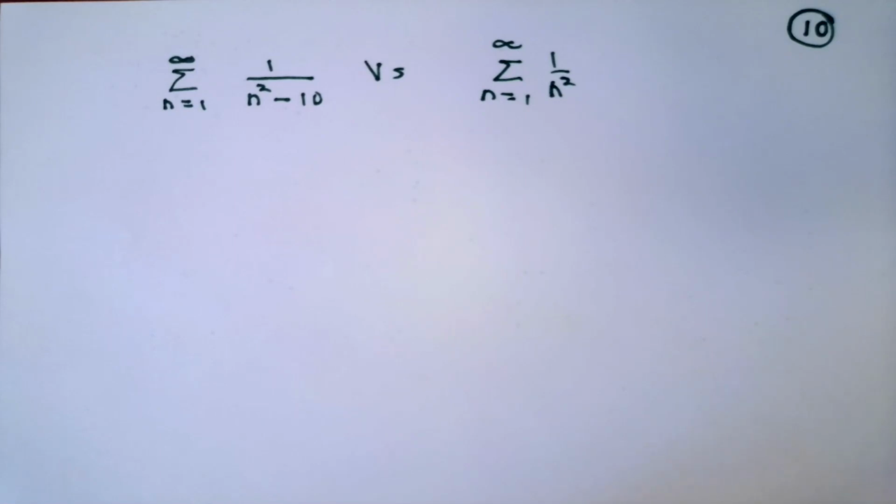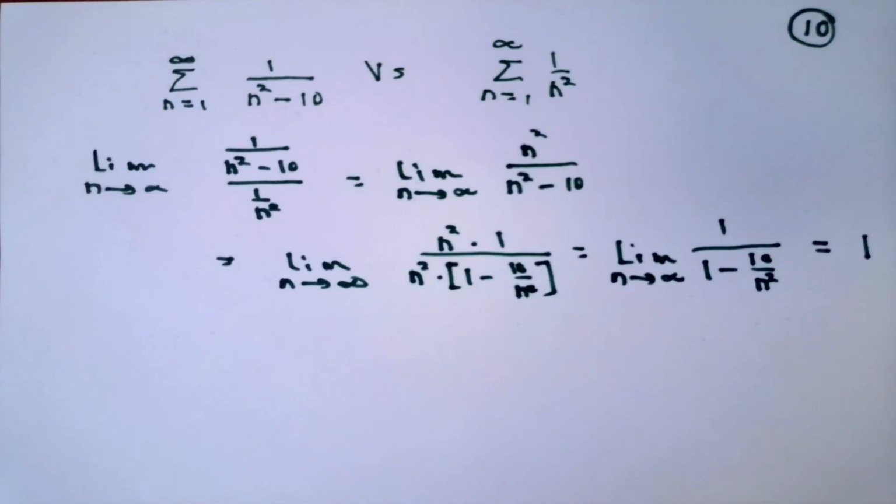Let's look at the sum, n equals 1 to infinity, of 1 over n squared minus 10. When n is very large, the individual terms strongly resemble 1 over n squared, so I'll use that for my comparison series. Doing the algebra and taking the limit, we end up with a value of 1. 1 is positive and finite, so the conditions under which the limit comparison test will tell us something are satisfied.